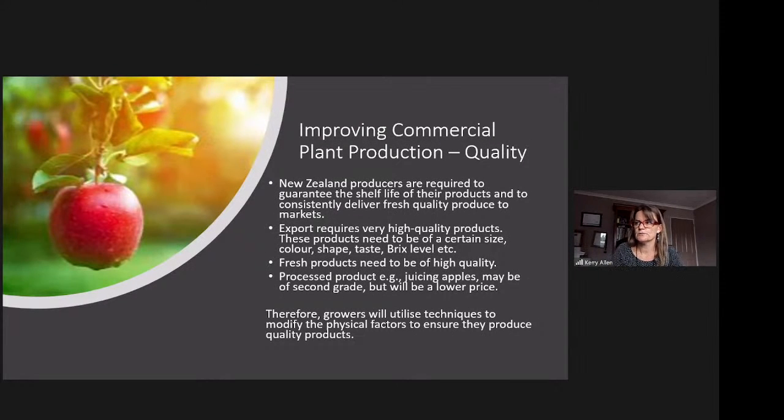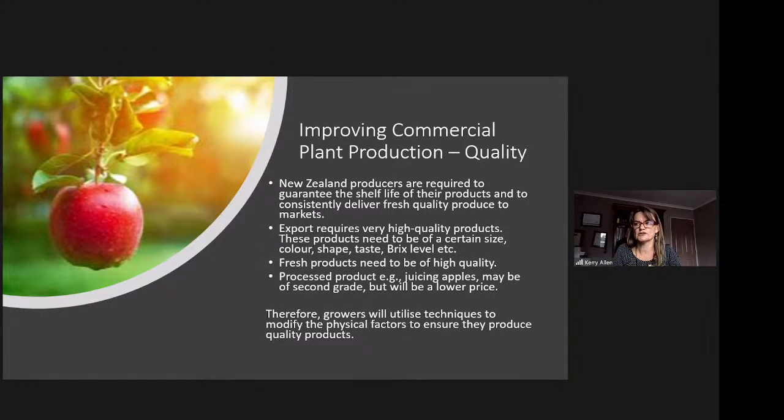Okay, and your best of your ability is trying to get good quality. Good quality means it will sell. So you want to deliver fresh products to the best of your ability. Depending on your crop will be depending on what that quality looks like. So it could be a particular shape, it could be a particular size, it could be a particular taste, it might be a particular brix level.